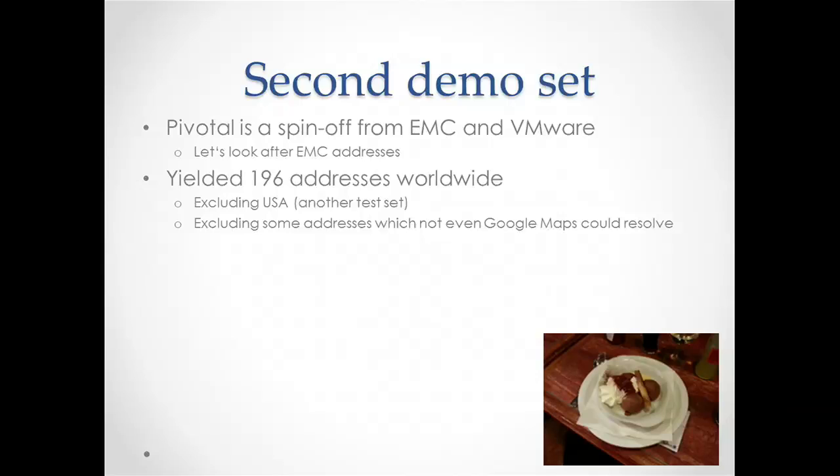Okay, 17 addresses is not a big data set. Pivotal is a spin-off from EMC and VMware. So let's go after EMC addresses. That's a bit bigger data set. I went to the EMC website, scraped all the addresses they have, and split them up into non-US and US addresses. For non-US addresses, I got 196 addresses worldwide, so they have close to 200 offices worldwide which are not located in the United States.